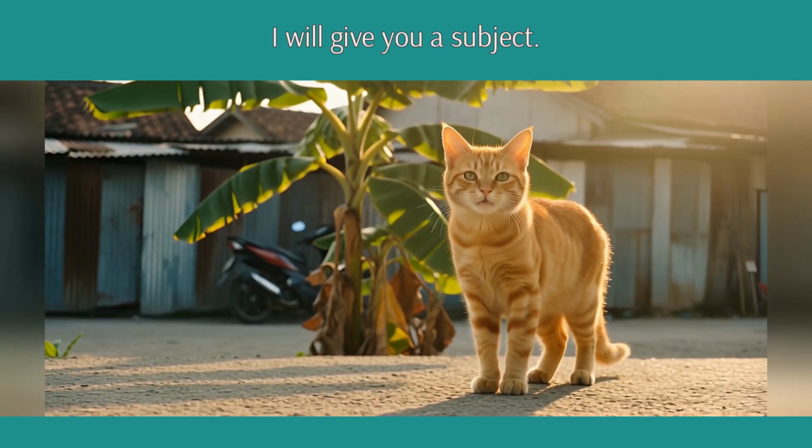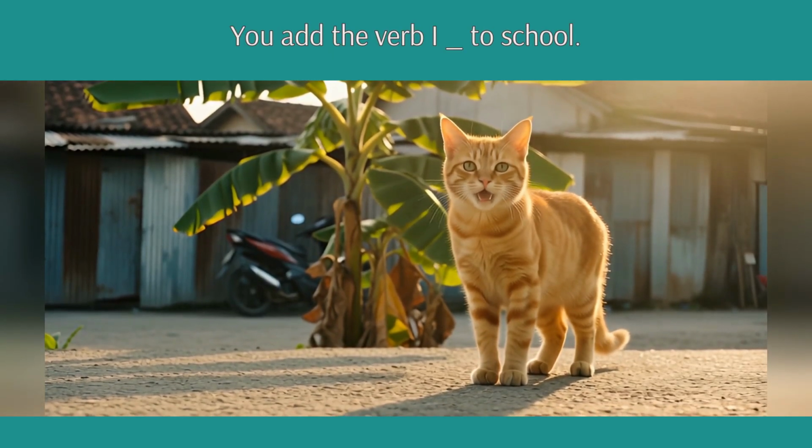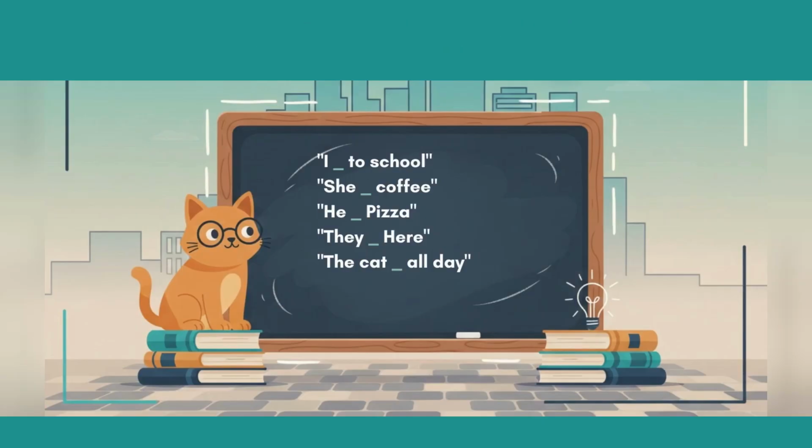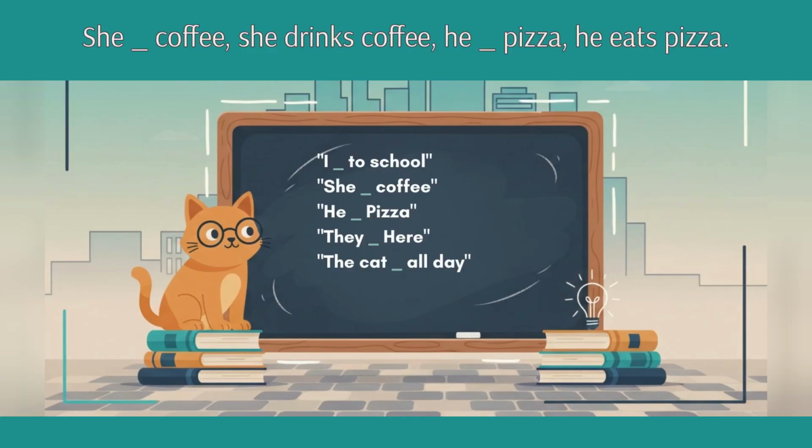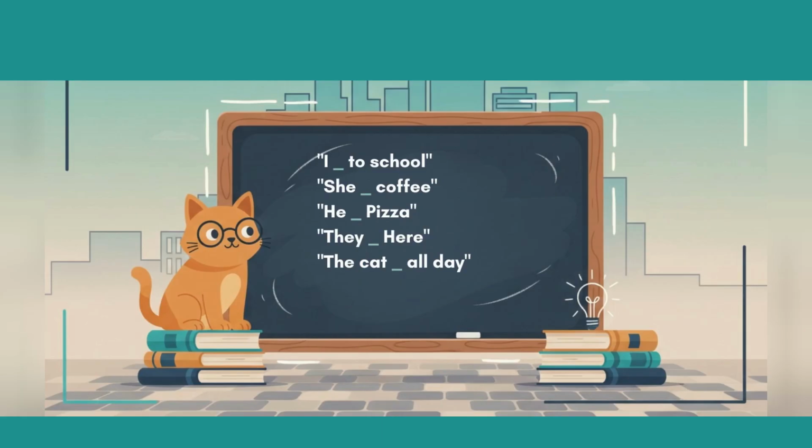Quick test. I will give you a subject. You add the verb. I to school. I go to school. She, coffee. She drinks coffee. He, pizza. He eats pizza. They, here. They come here. The cat, all day. The cat sleeps all day.